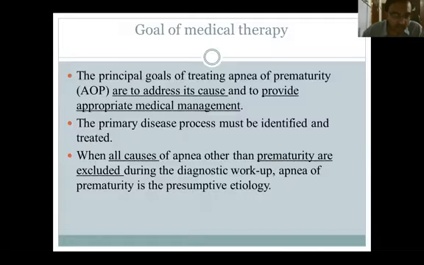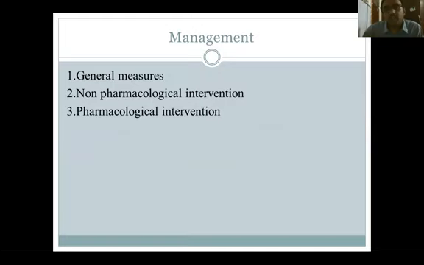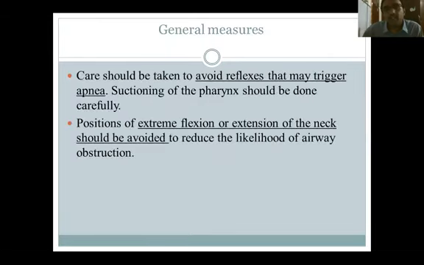Then coming to the treatment, what is the goal of the therapy? The principal goals of treatment: even if other causes are excluded, the diagnosis of apnea of prematurity should be presumptive. For the general measures, we should avoid reflexes that trigger the apnea. For example, suctioning in the deep pharynx should be done very carefully, because vagal stimulation can occur and you will have apnea of prematurity. And positions of extreme flexion and extension of the neck should be avoided to reduce the likelihood of obstructive apnea in premature babies.